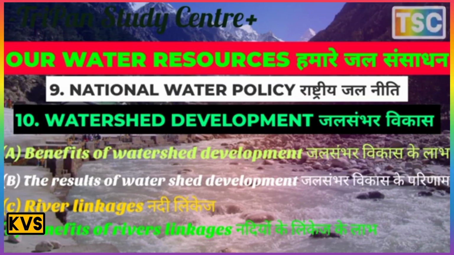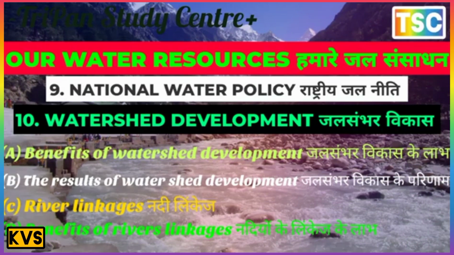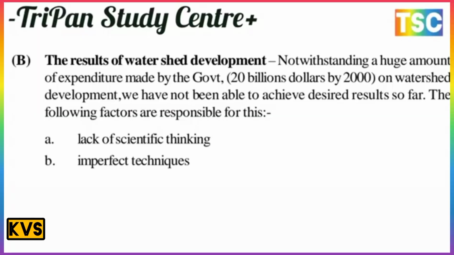The result of watershed development is most important here. Despite a huge amount of expenditure made by the government, about $20 billion by 2000, on watershed development, we have not been able to achieve our desired result so far. The following factors are responsible for this.